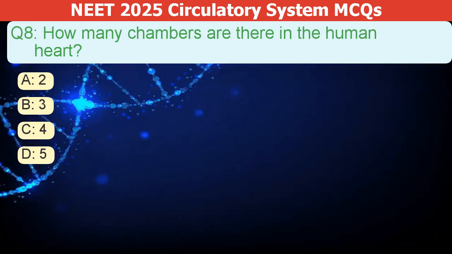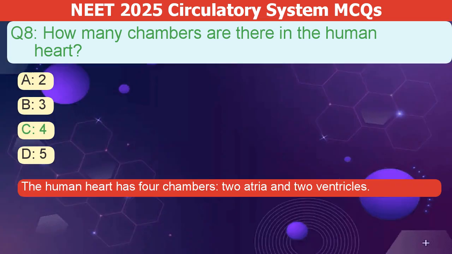How many chambers are there in the human heart? A. 2. B. 3. C. 4. D. 5. The correct answer is C. The human heart has 4 chambers, 2 atria and 2 ventricles.